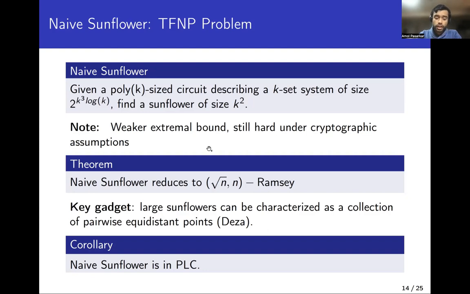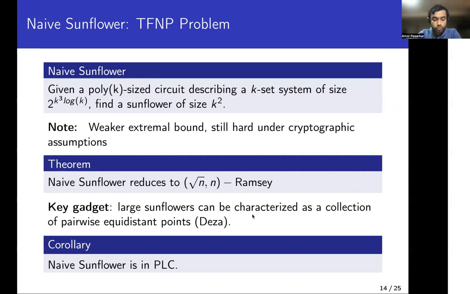And in this problem, we're given a k-set system with k cubed times log k sets, and we'd like to find a sunflower of size k squared. This set system is given implicitly, as usual, by a poly k size circuit. And concretely, it's going to take as input an index, and it's going to output a corresponding element of the set system. So it's going to actually output a set of size k.